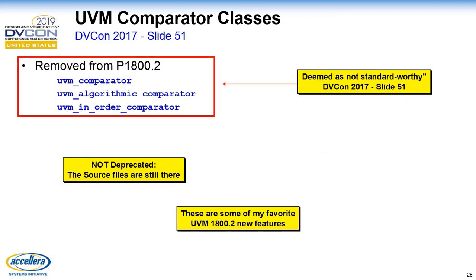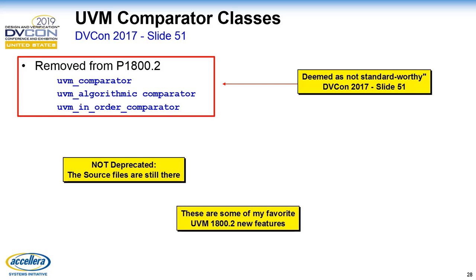Removed from the IEEE standard is the UVM comparator, the UVM algorithm comparator, and the UVM in-order comparator. According to slide 51 in the 2017 presentation, these were deemed to be not standard worthy. And so I've talked to a number of people over the years that said they've had problems with these. In general, they work pretty good, but when they don't work well, then it takes a little while to fix it. These comparators are easily implemented by engineers themselves. I know I do it all the time inside of scoreboards. By the way, they're not deprecated.